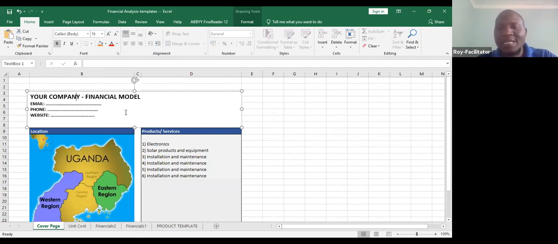Usually with this financial analysis, you always hear investors or financiers say, send me your financials. When they say send me your financials, ideally it can be packaged this way. So I can say, what's the name of my company? I'll say, You Are Great Enterprises. Financial model, I'll put the email, you are great at great.com.